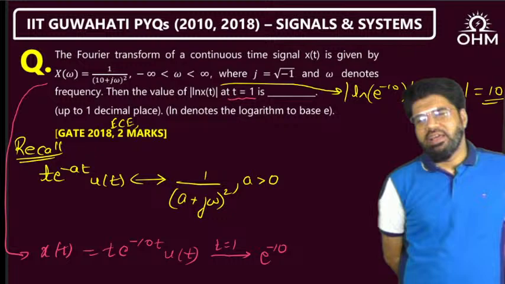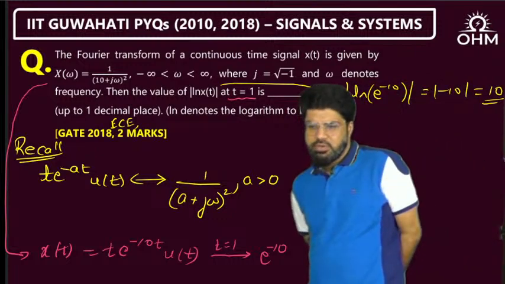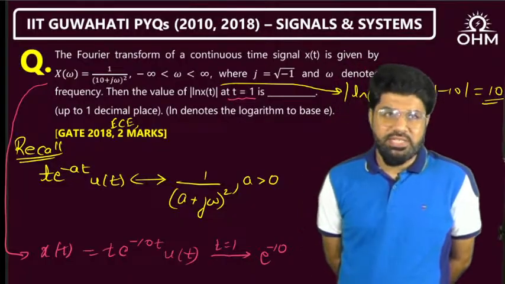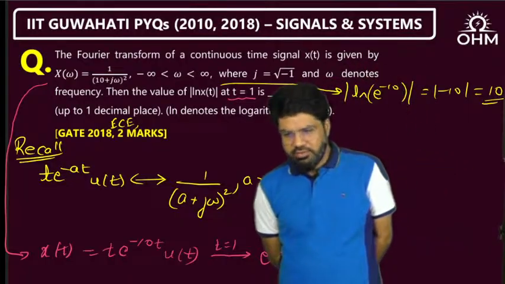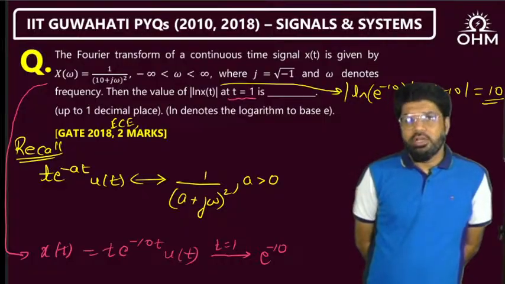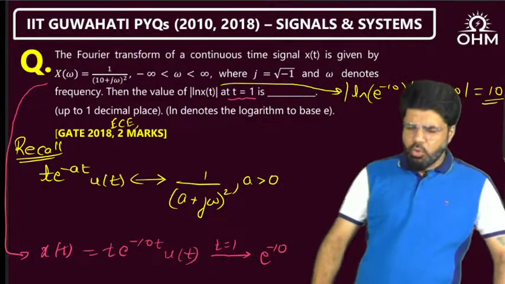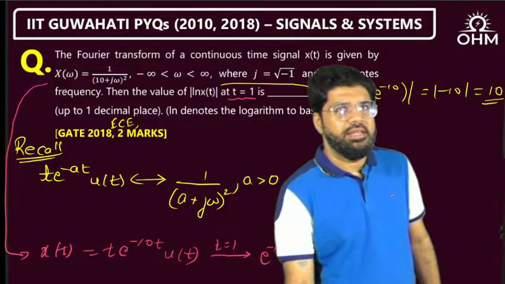So for a simple one, I'll say for 2 marks it is a relatively simple question, because Fourier series and Fourier transform is a topic which can produce good questions, and in GATE recent years also you can find good questions on it. But as I told you, in 2010 and 2018 IIT Guwahati years, Fourier series and Fourier transform questions were there but very fundamental in nature.